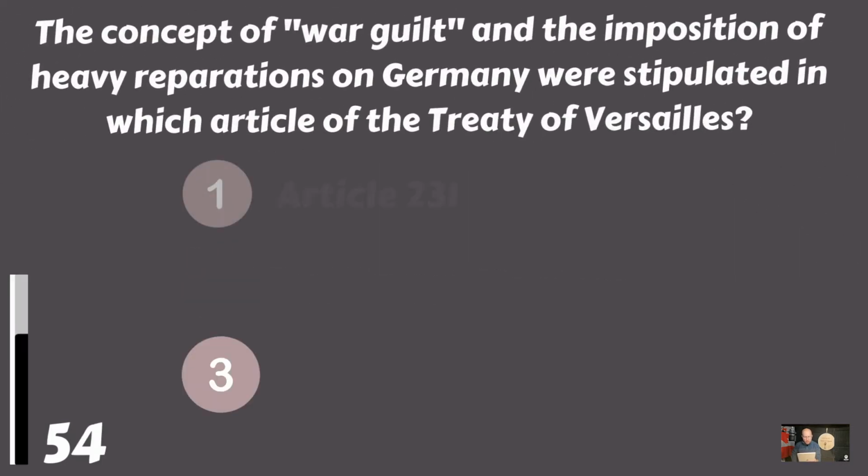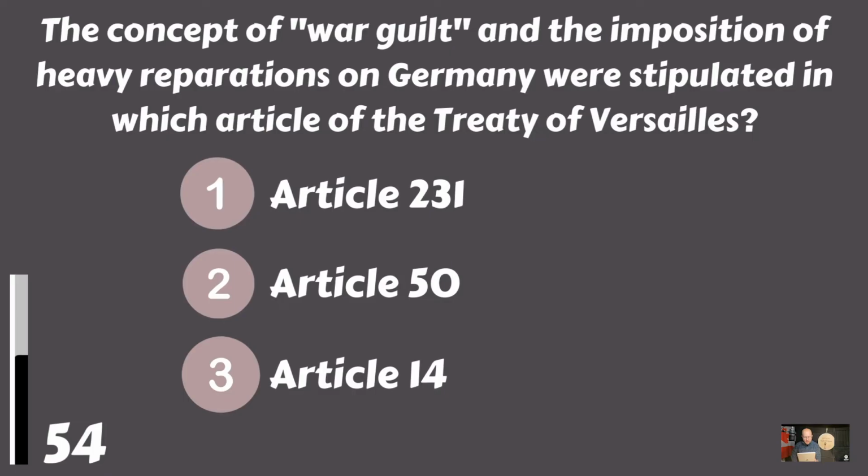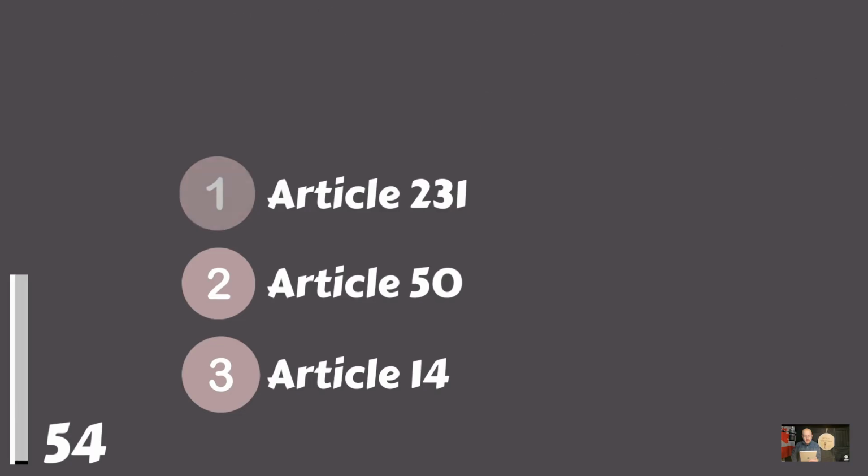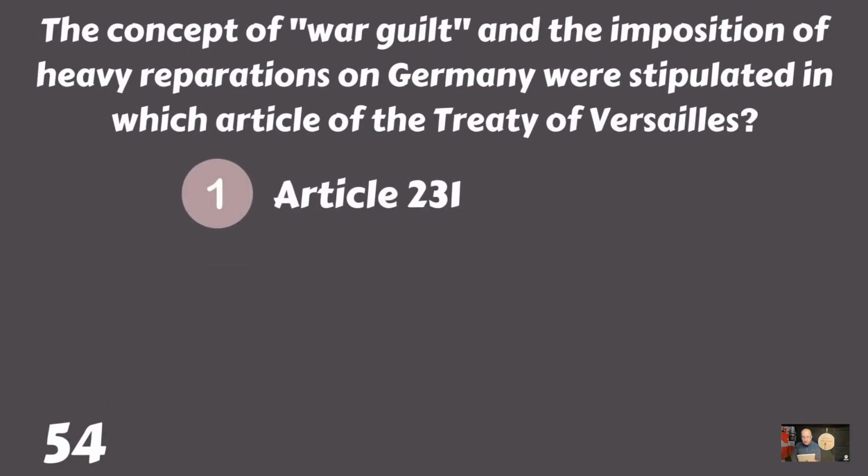The concept of war guilt and the imposition of heavy reparations on Germany were stipulated in which article of the Treaty of Versailles? Article 231, Article 50, or Article 14? And that would be Article 231.